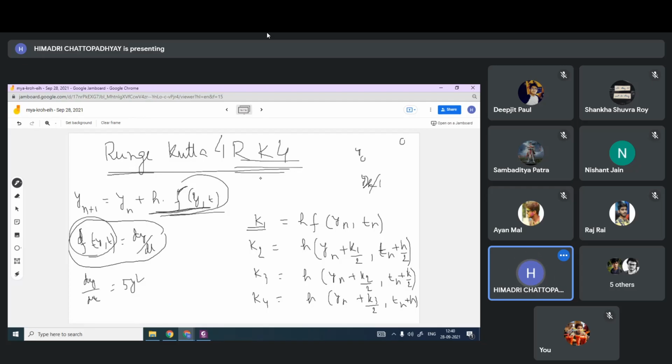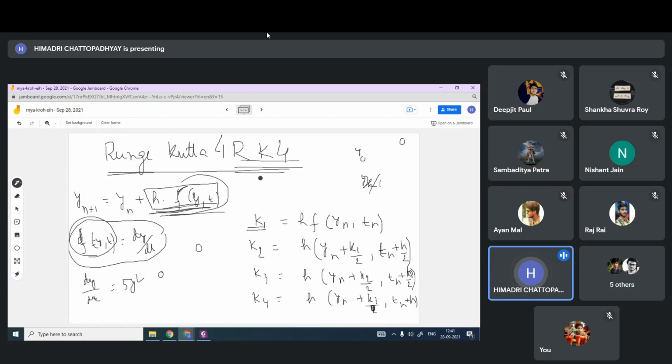These are all multiplied by h. So that means from this point to this point, this part we are defining. Sir, in k4, will it be tn plus h or tn plus h by 2? Tn plus h, and yn plus k3. Sorry, this will be yn plus k3, not k2 by 2. Tn plus h, this is h by 2. In the write-up also you can see.